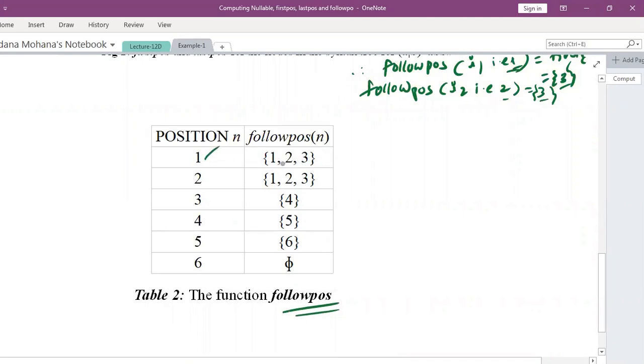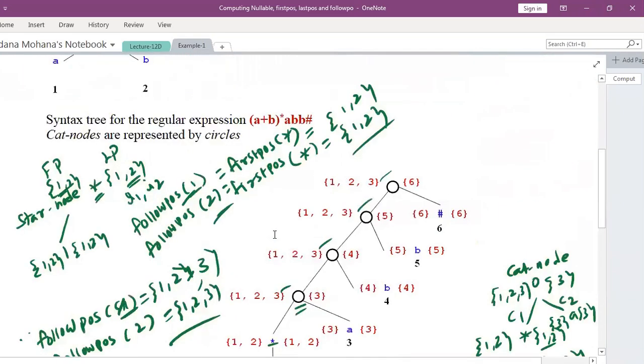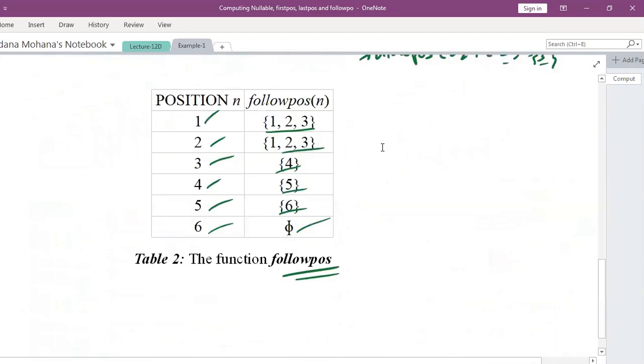For position 1, follow position values are 1, 2, 3. Just now we demonstrated. For 2, 1, 2, 3. For 3, 4. For 4, 5. For 5, 6. For 6, we don't have a follow position. Why? Because 6 is the last node. For that, we don't have any. So that's why this is empty, denoted with phi. For 6, you can see further we don't have any nodes. Therefore, the follow position of this node is phi.